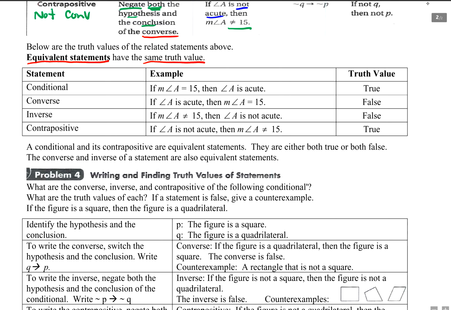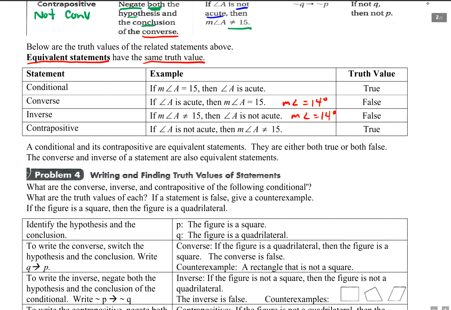Your inverse, how do we make an inverse? That's right, we negate the conditional. Your inverse, if the measure of angle A is not 15 degrees, then it is not acute. Well, again, what if we have the measure of an angle that's 14 degrees? That's not 15, but it's still acute, so this statement is false. This one we can prove with the same counterexample.